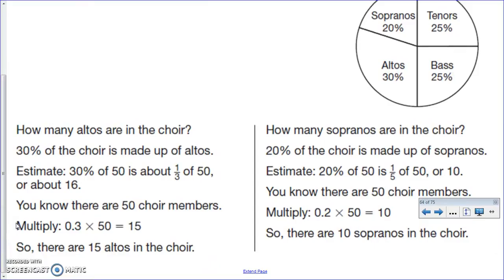So to estimate, 30% of 50 is about 1/3 of 50, or about 16. And we know there are 50 choir members, so we're going to multiply it by the decimal version. So they took the 30%, turned it into a decimal, so it's 0.3, multiplied it by 50, and got us 15. So our estimate was close, but the actual answer is 15 altos. For sopranos, we have 20%, so again we estimate that's about 1/5 of 50, or 10. So to actually find the real answer, we take the 20%, we turn it into a decimal, so it becomes 2/10, multiply it by 50, and we get 10 sopranos in the choir.